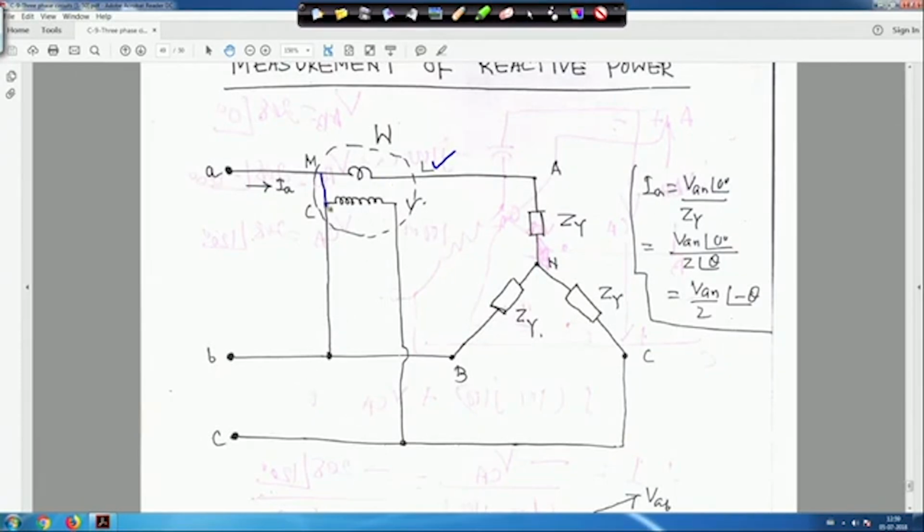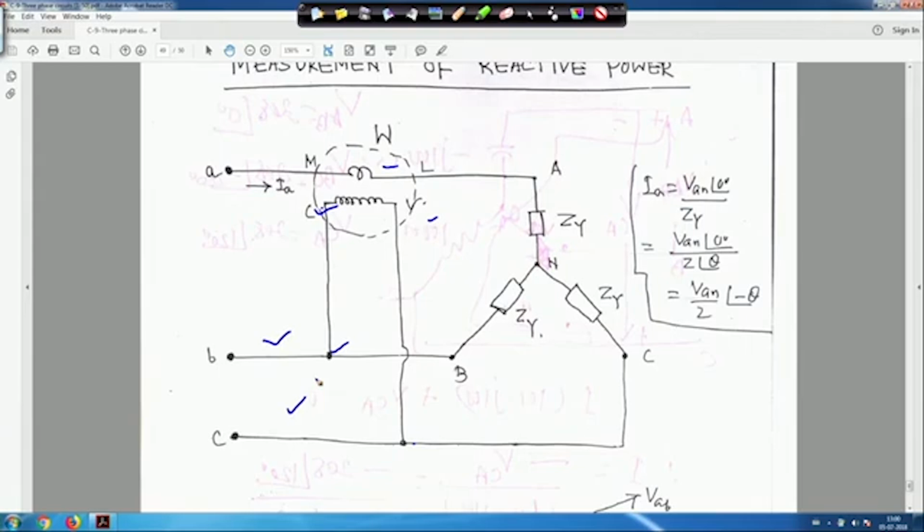Sometimes we write the wattmeter like ML, this is the main side, this is the load side, C and V. But as the resistance is very high, almost the same current will be flowing here. To measure the reactive power using the same wattmeter, you put the current coil in one phase. Suppose in phase A I have put the current coil, which carries the current IA, and the pressure coil, that is CV, is connected across the other two phases, that is B and C. Then this will actually give you the reactive power.